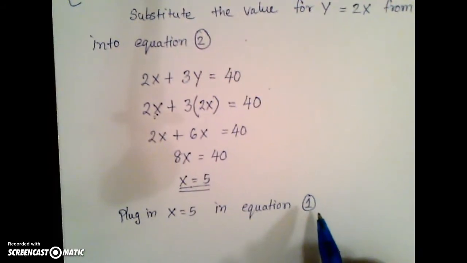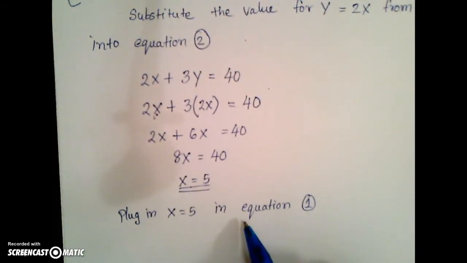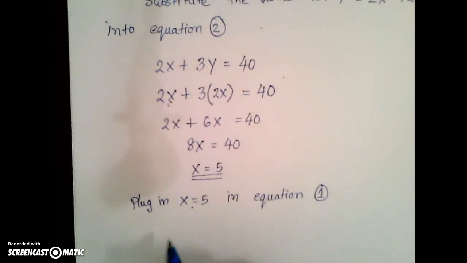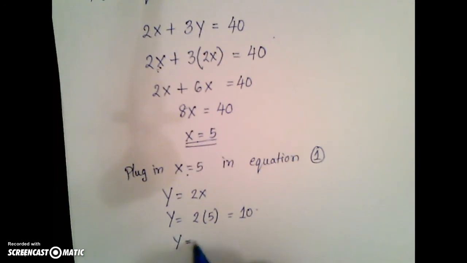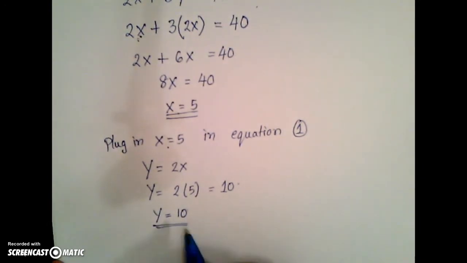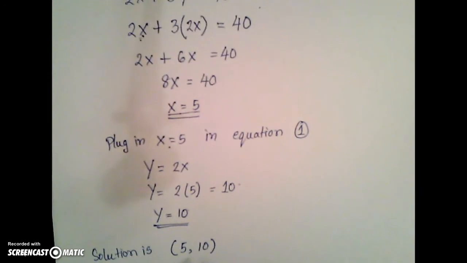Or equation 2. Since it's a solution to both equations, it has to satisfy both equations. So I either plug into equation 1 or plug into equation 2. Doesn't matter which one you plug in. So I plug in this value of x into equation 1. So y is equal to 2x. That means y equal to 2 times 5, which will give you 10. So y is 10. So I got a numerical value for both x and y. So my solution is 5, 10.